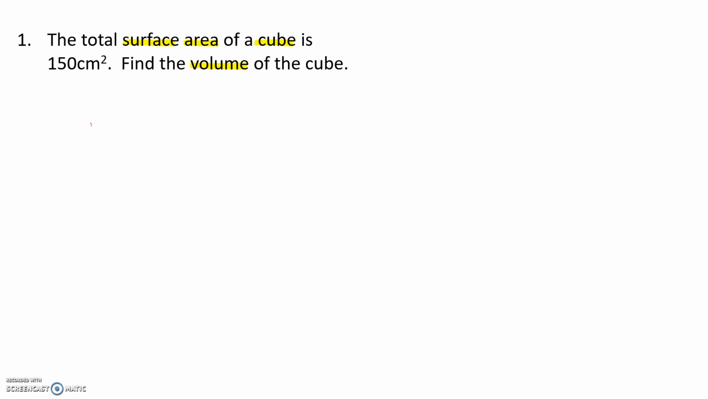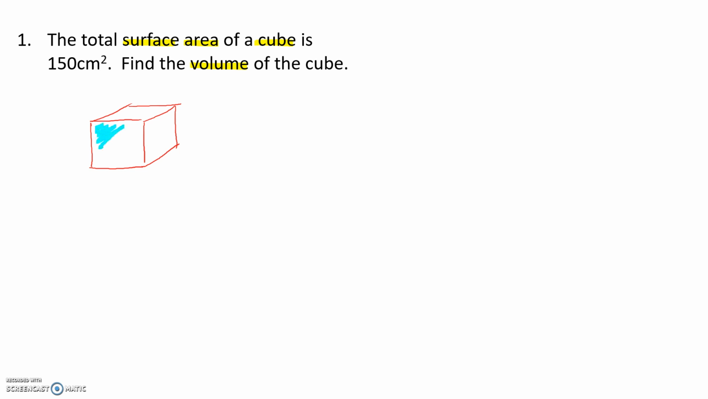So this question's really testing whether you understand the difference between surface area and volume, and whether you know what a cube is. So a cube, what do we know about a cube? Well, it's a cuboid, 3D shape or solid, with all of the sides the same length. So all of those sides have the same length in a cube. And what's the surface area of that cube? Well, the surface area is not the same as the volume.